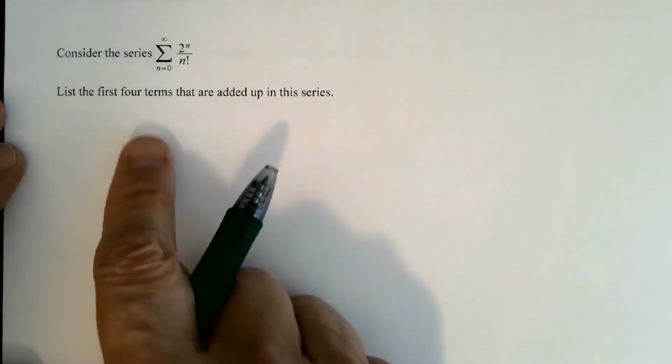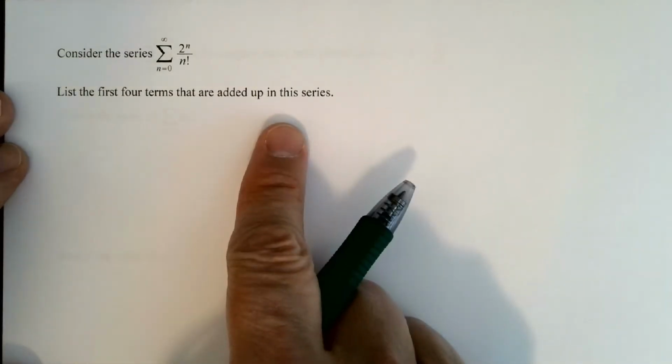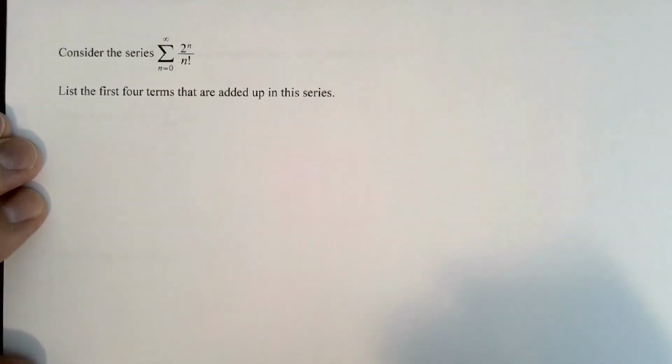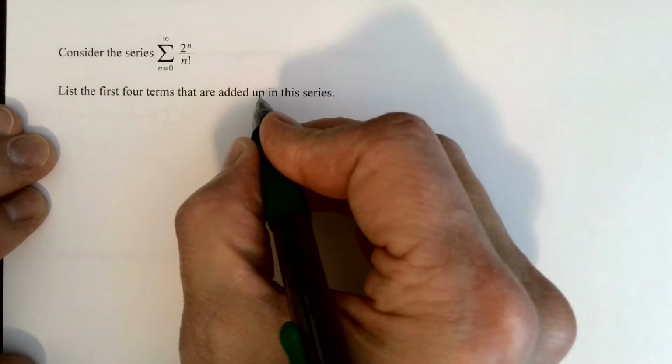All right, in this final video talking about infinite series, we just want to make sure we really understand the relationship between the series and the two sequences associated with that series. So first, I'd like you to list for this series the first four terms that are added up in the series. And you'll notice our good friend the factorial is there. Hope you remember from our video on sequences what that means. So, the first four terms that are added up in the series.